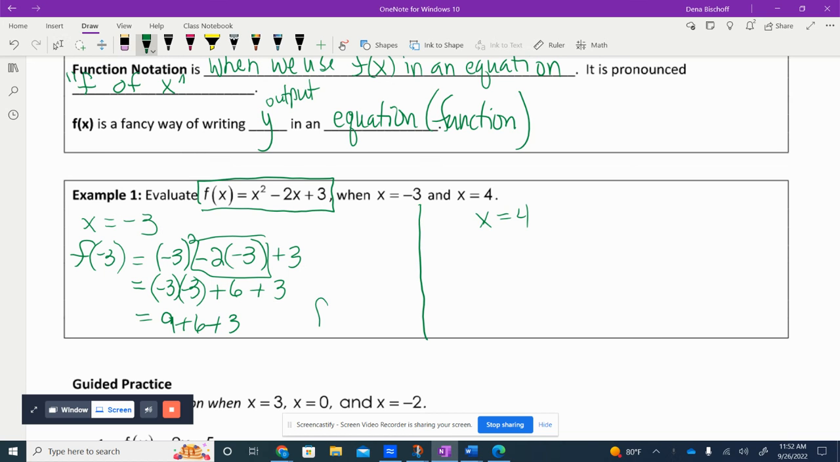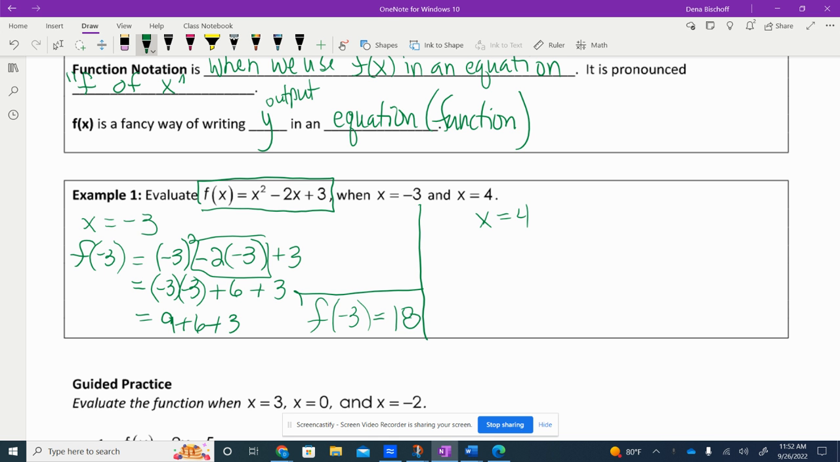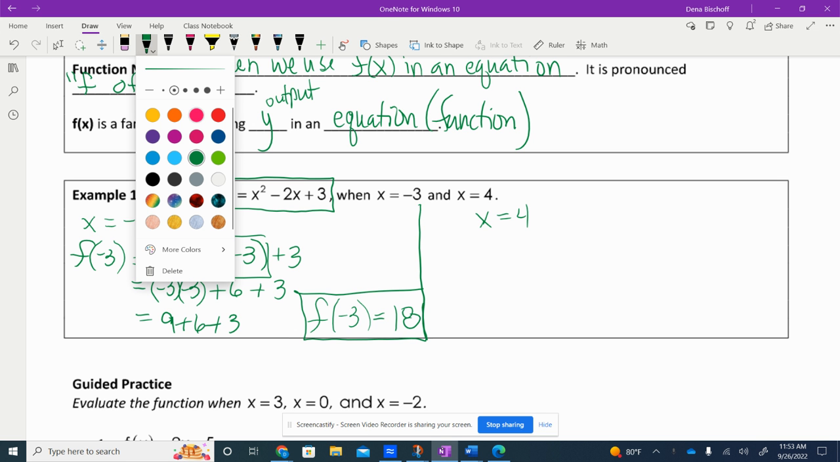So we say that f of -3 equals 18. This is how we have to write our answer. We have to include the f of -3 because that's what we evaluated that function at. Now let's evaluate the function when x equals 4.